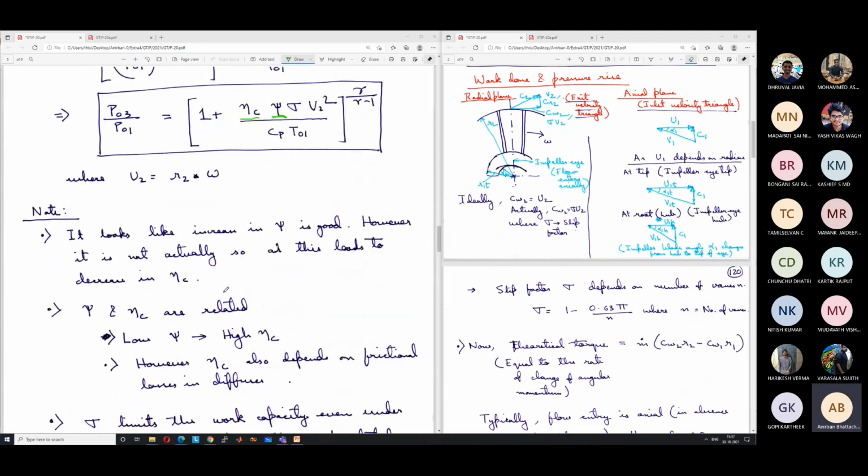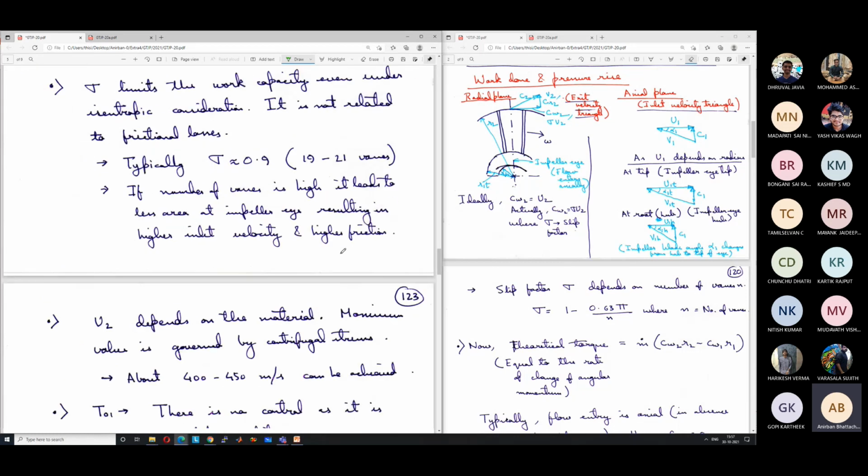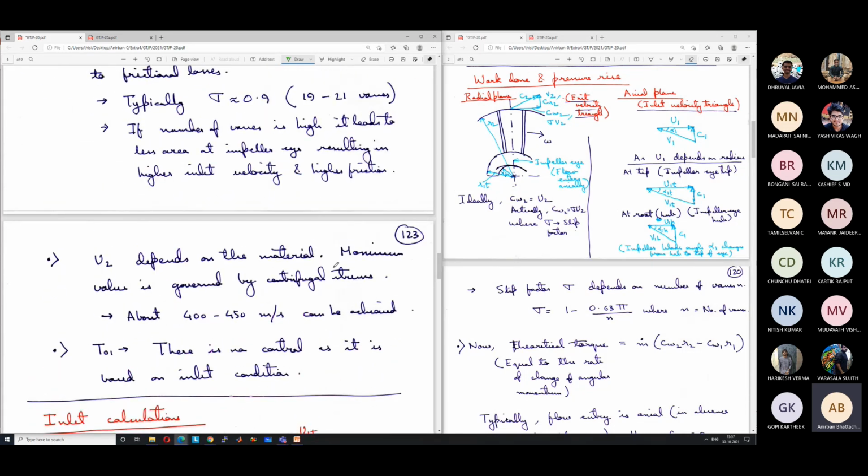So these three factors we already understood. Another option is to increase U2 to increase the pressure ratio. But U2 we cannot arbitrarily increase, because if we keep on increasing U2, the centrifugal stresses that are generated increase. So we are limited by the maximum centrifugal stresses that can be sustained by the material. Typically the maximum limit depends on the material.